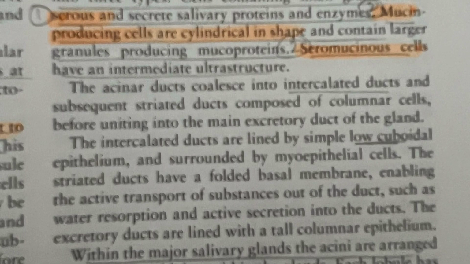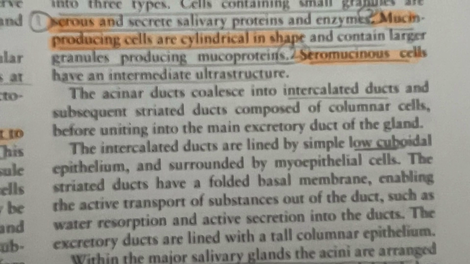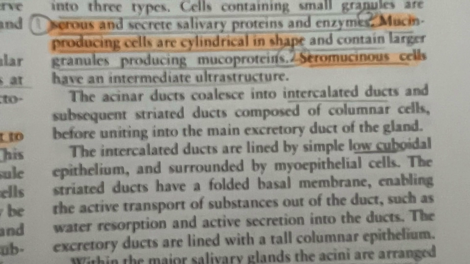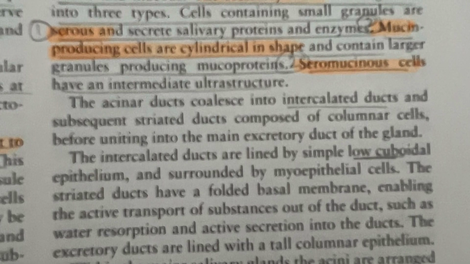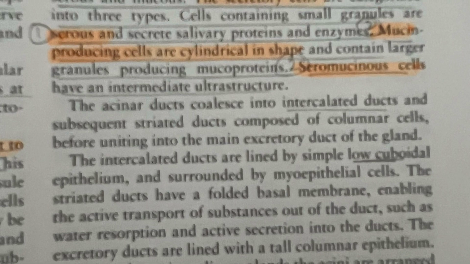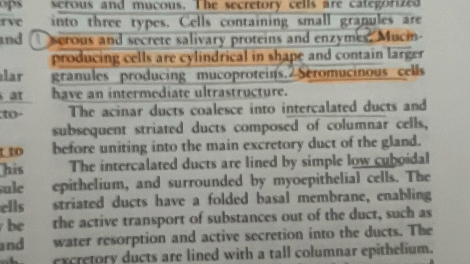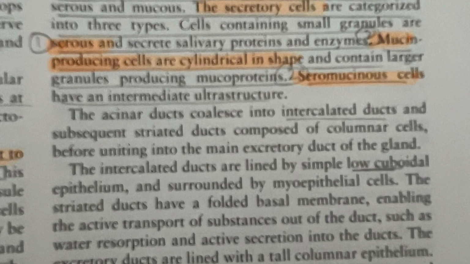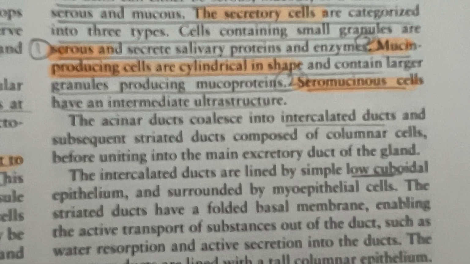The intercalated ducts are lined by simple low cuboidal epithelium and surrounded by myoepithelial cells. The striated ducts have a folded basal membrane, enabling the active transport of substances out of the duct, such as water absorption and active secretion into the ducts. The excretory ducts are lined with tall columnar epithelium.